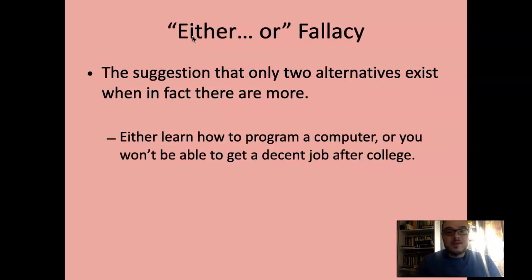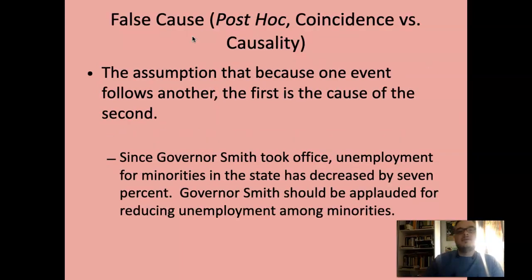Either-or fallacy. The suggestion of there only being two alternatives when there are in fact more. You can either learn to program a computer or you won't be able to get a decent job after college. Well, there are other decent jobs than programming on a computer, right? So this is just a false choice. You may also hear this called the false choice fallacy.